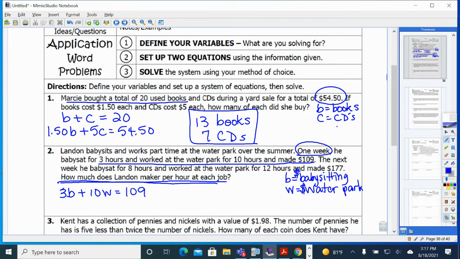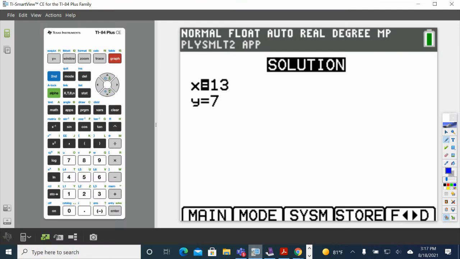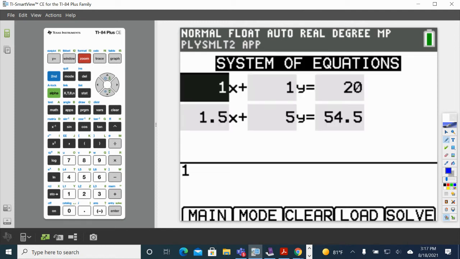The next sentence, the next week, he babysat for 8 hours, so 8B. He worked at the water park for 12 hours for a total of $177. And then once you get them set up, it's very quick and easy. Just stick them in polysimult. Still dealing with 2 equations, so I'm just going to click on Zoom. I'm going to hit Zoom again to clear.